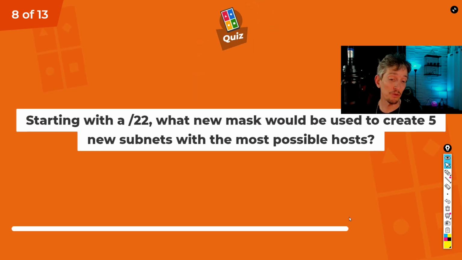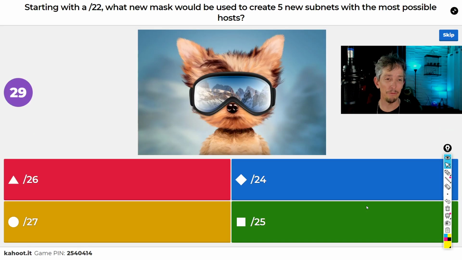All right, starting with the /22, what new mask would be used to create 5 new subnets with the most possible hosts? So I'm not asking about how many host bits are left over. I'm just saying, what's the minimum number of bits above and beyond the /22 to create 5 new subnets? And then I got the cute animal with the mask.